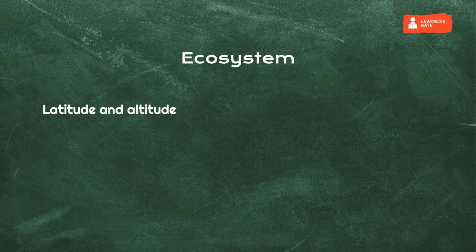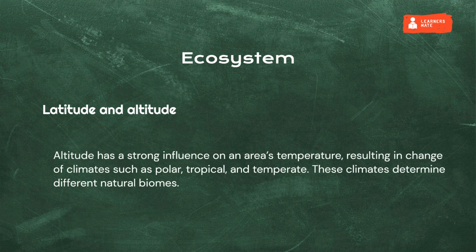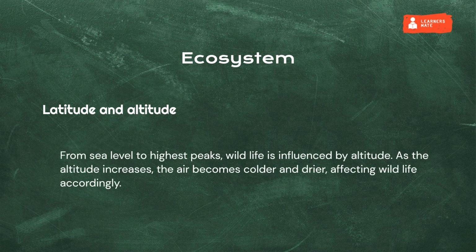Latitude and altitudes. Altitude has a strong influence on the area's temperature, resulting in changes in climate such as polar, tropical, and temperate. The climate determines the different natural biomes. From sea level to the highest peak, wildlife is influenced by altitude. As the altitude increases, the air becomes cooler and drier, affecting the wildlife accordingly.